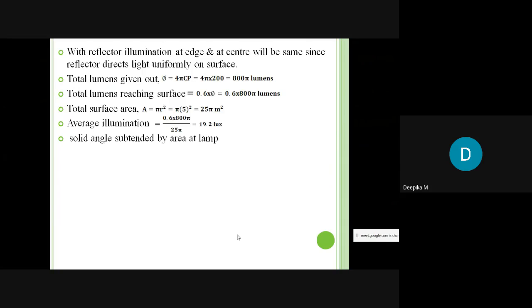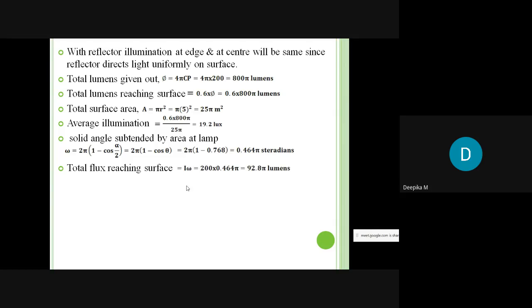And the solid angle subtended by the area at the lamp. From the relation between solid angle and the plane angle, it is 2 pi into 1 minus cos alpha by 2, or we can write it as 2 pi into 1 minus cos theta. Here 2 pi and cos theta we know, so let us substitute. This is nothing but 0.464 pi steradian. So this is the solid angle subtended by the area at the lamp.